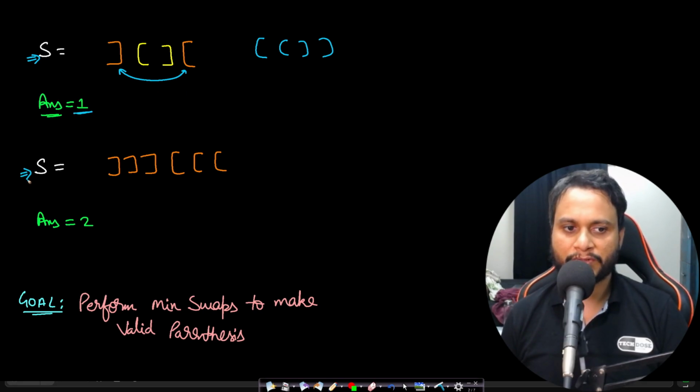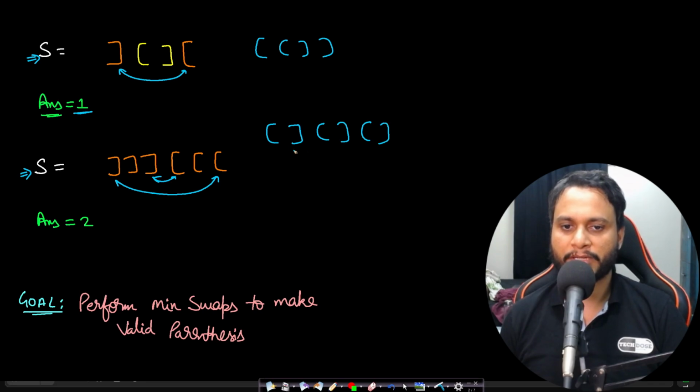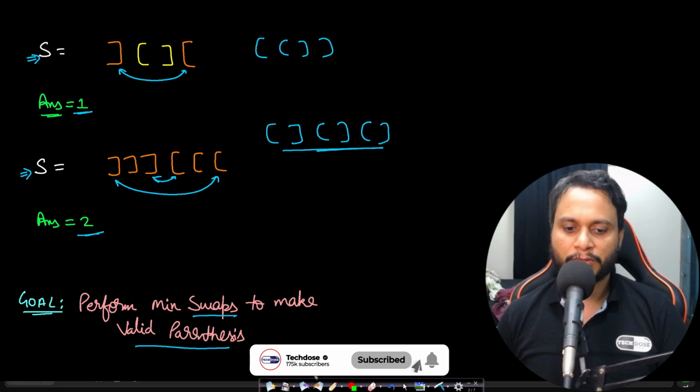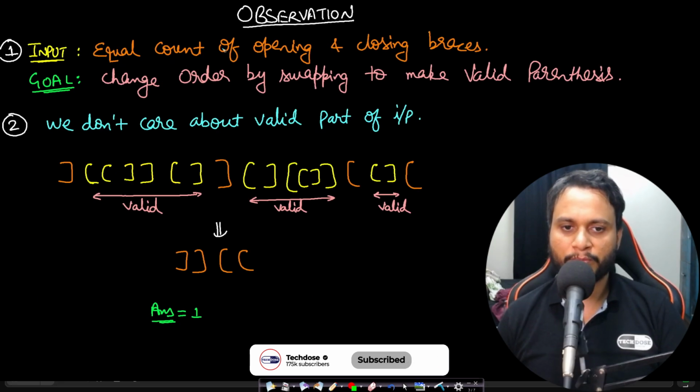If you look at the next string, it will require you to swap the first with the last and then these two brackets. When you do that, then you have an opening bracket followed by a closing bracket, then an opening closing bracket, then again an opening closing bracket. So we needed 2 swaps in this, so the answer will be 2. Our goal here is to perform the minimum number of swaps to make the valid parenthesis, right? So that is the problem statement. I hope it was clear.